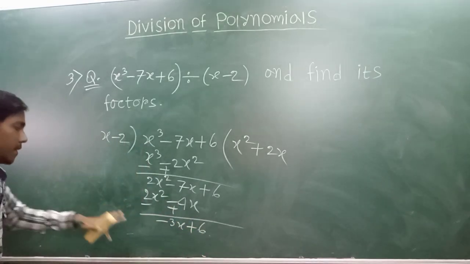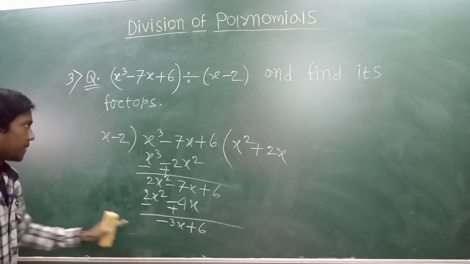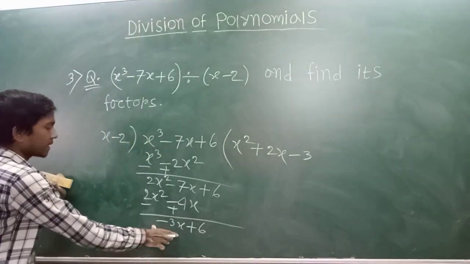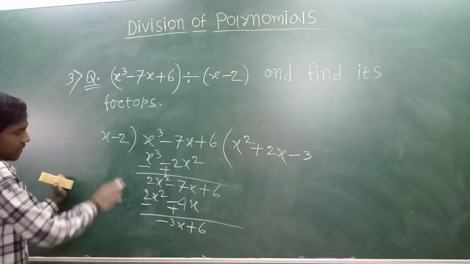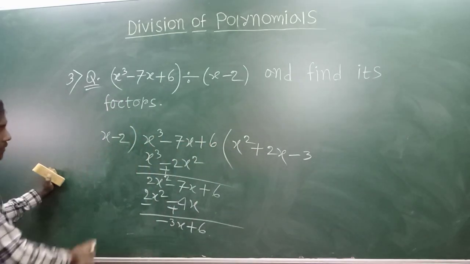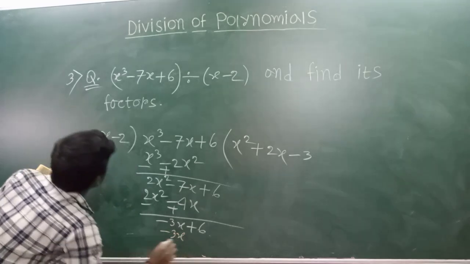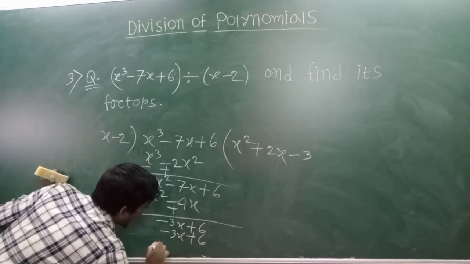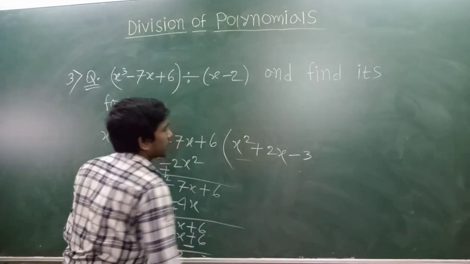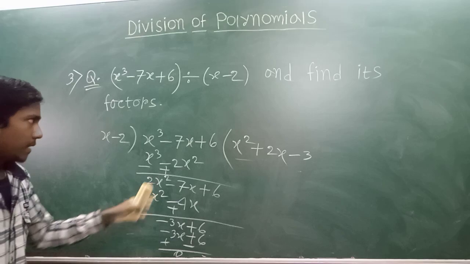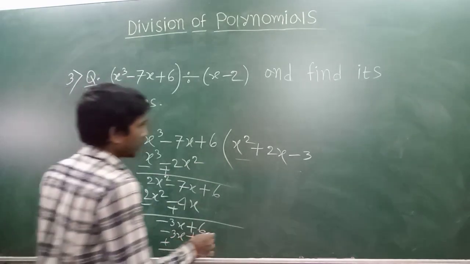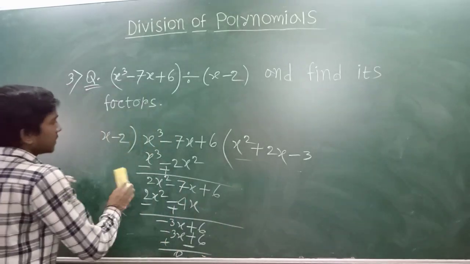Repeat again. Take the first term from the dividend, minus 3x divided by x. So write here minus 3. Multiply minus 3 by x minus 2. So we get minus 3x plus 6. And here our remainder is 0. This is our quotient. So since the remainder is 0 and the quotient is this, we can use the division algorithm. Therefore x squared plus 2x minus 3 is our quotient.